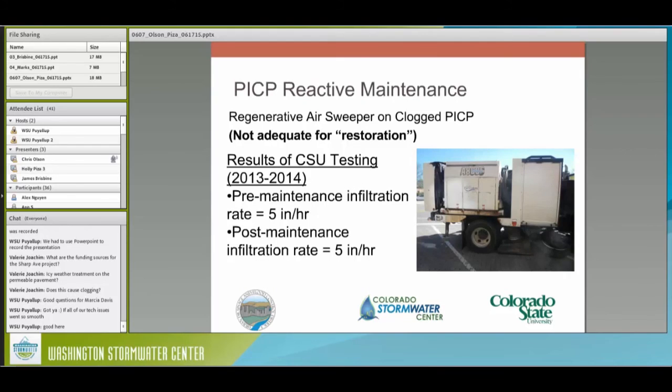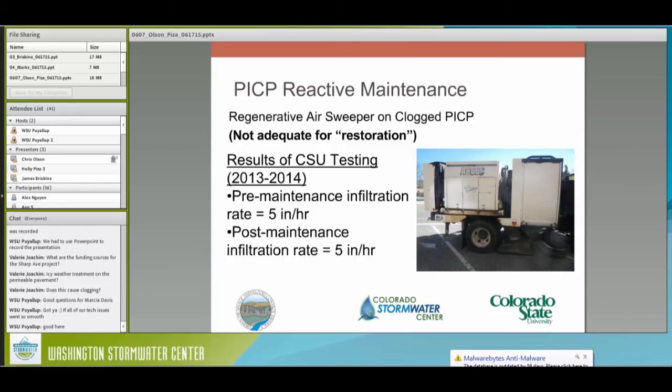First site I'm going to talk about here is PICP, Permeable Interlocking Concrete Pavers. This was a site in Fort Collins that we went out and tested using the ASTM methods that Holly talked about previously, measured the infiltration rates, and they were down to about 5 inches per hour, an average of 5 inches per hour. We did multiple tests, and the first thing we thought was, okay, we'll bring in a regenerative air sweeper and see how that works. And we went over it a couple of different passes. You can see the picture here.